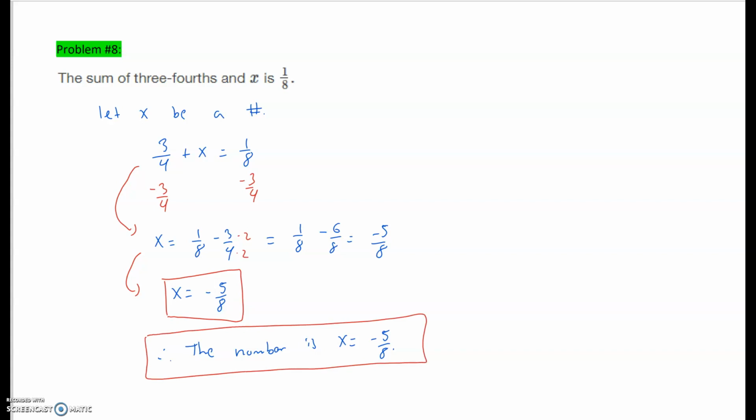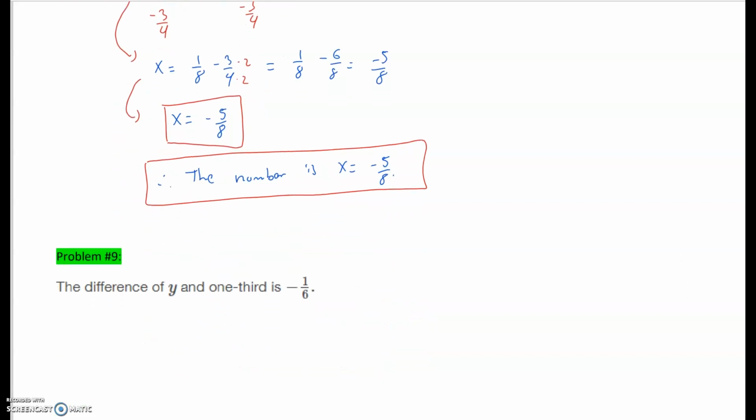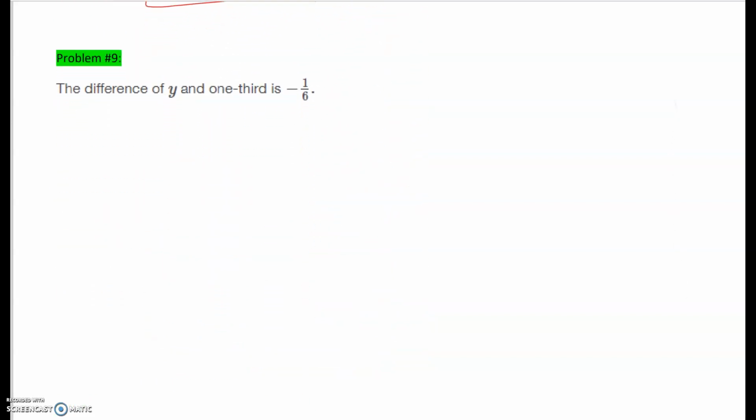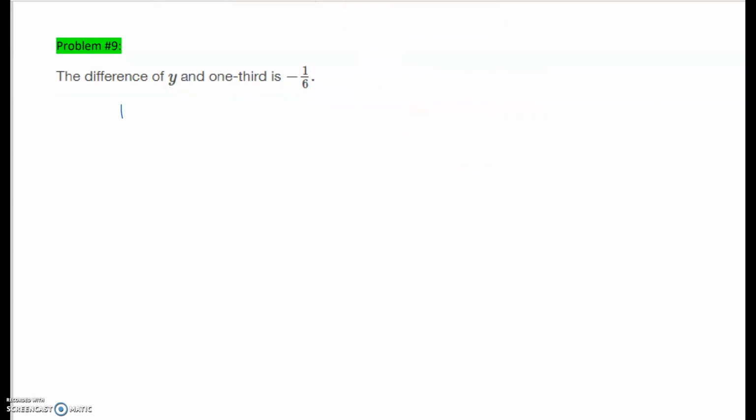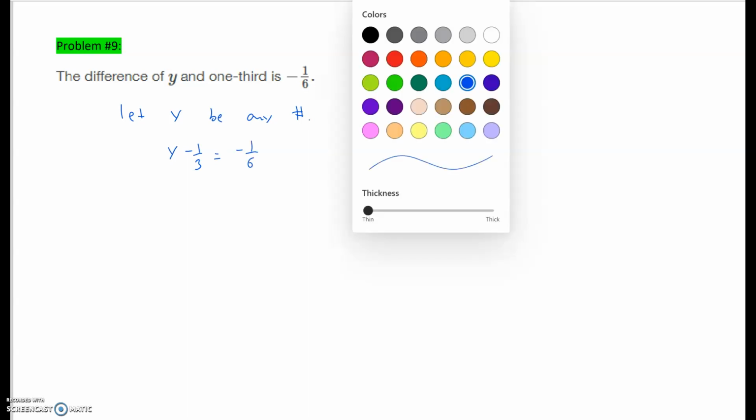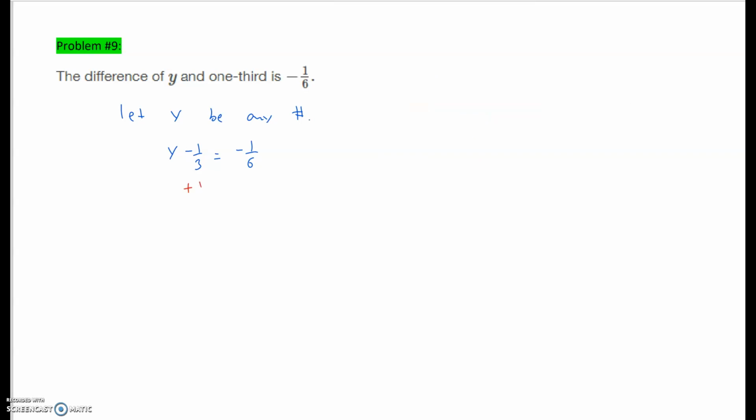Okay, let's move on to problem 9. And this one is a subtraction problem. So let me just declare it by saying let y be any number. And then the sentence is going to be the difference between y and 1/3. So y minus 1/3. This is equal to negative 1/6. And then at this point, let me just add the 1/3.